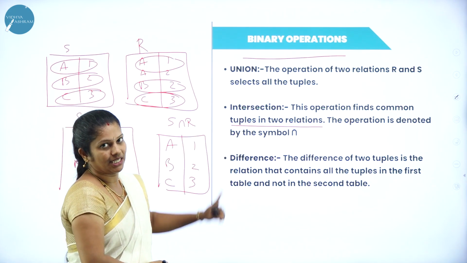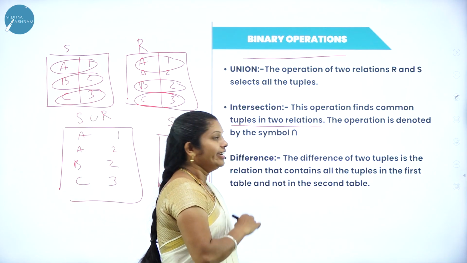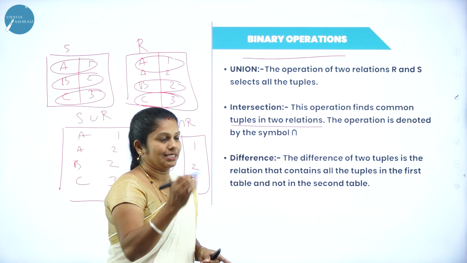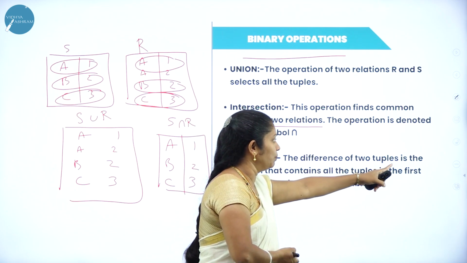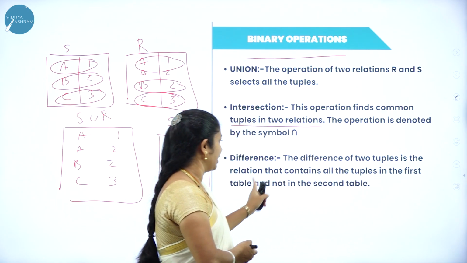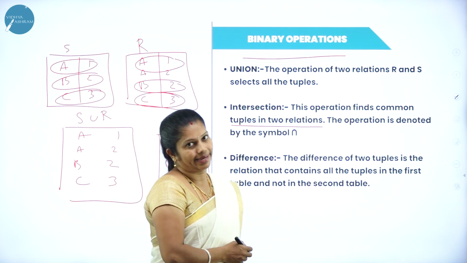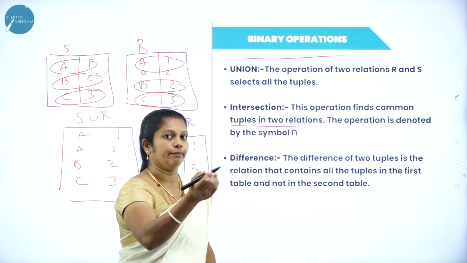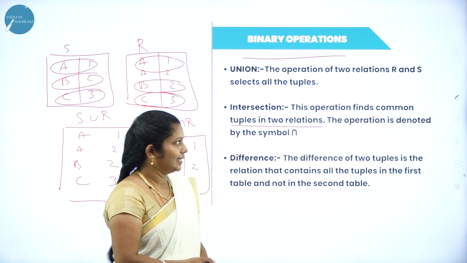That is intersection. And the next one, difference. The name itself suggests difference. The difference of two relations contains all the tuples in the first table and not in the second table. The difference between two table values is what it is going to generate.